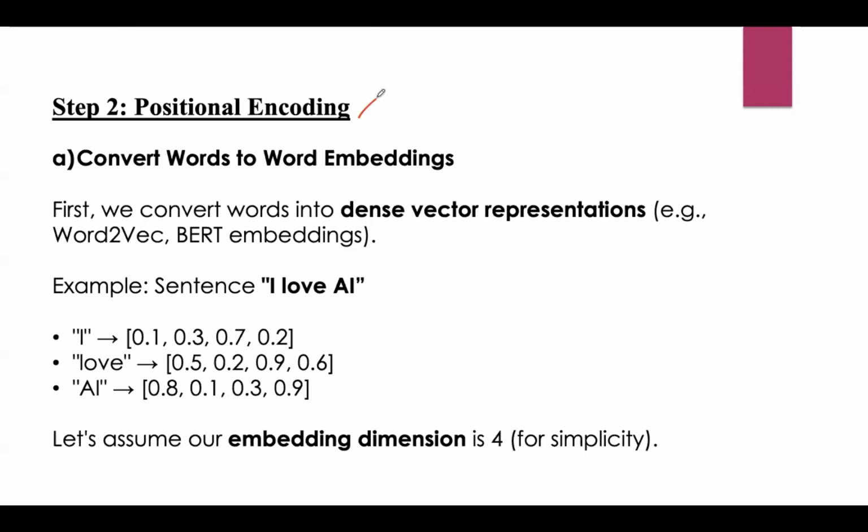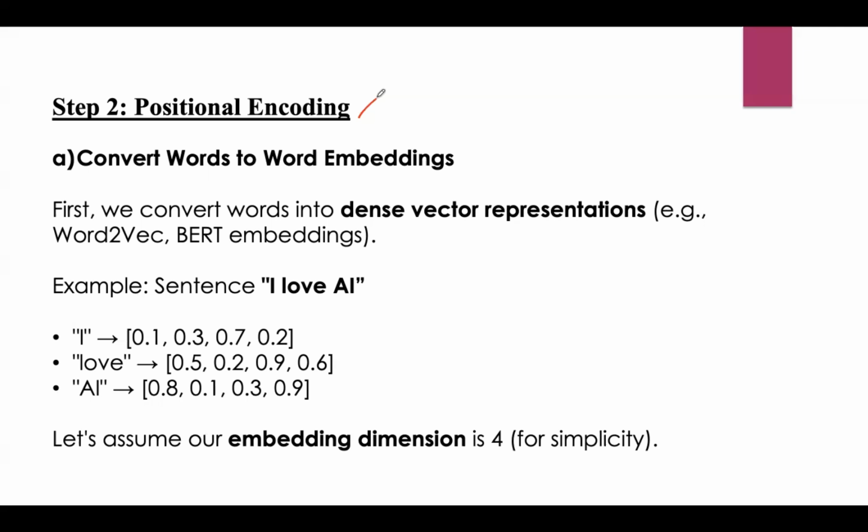Then step 3 is positional encoding. Transformers, unlike recurrent neural networks, do not process input sequentially, right? Instead, they process the entire sequence simultaneously, which makes them efficient. But this creates a problem, because we need to consider how the model understands word order. If the entire sequence is processed simultaneously, how will the model understand word order?